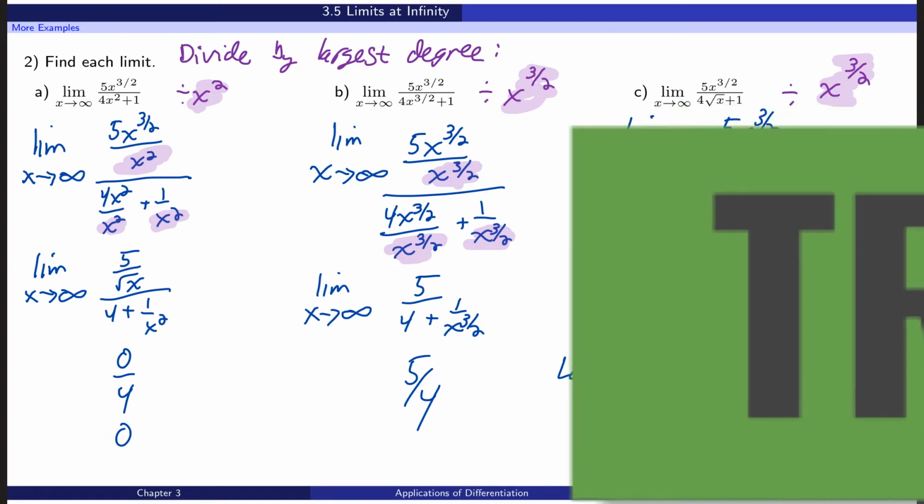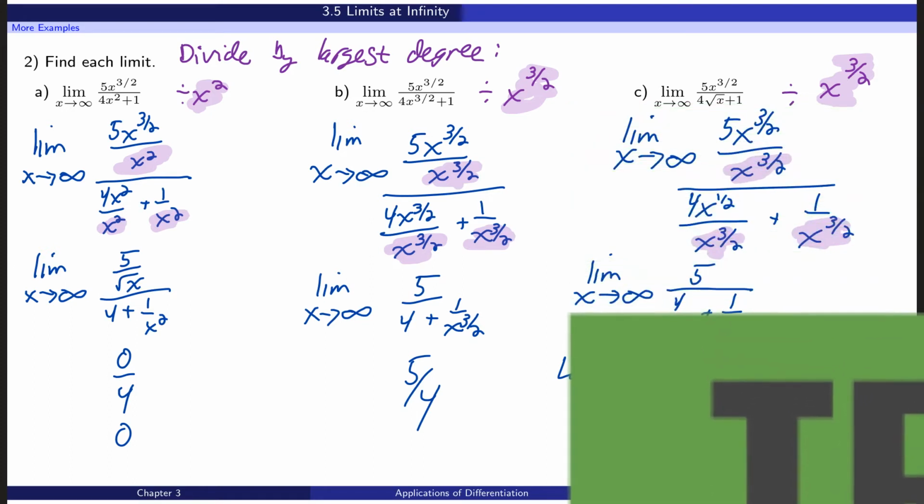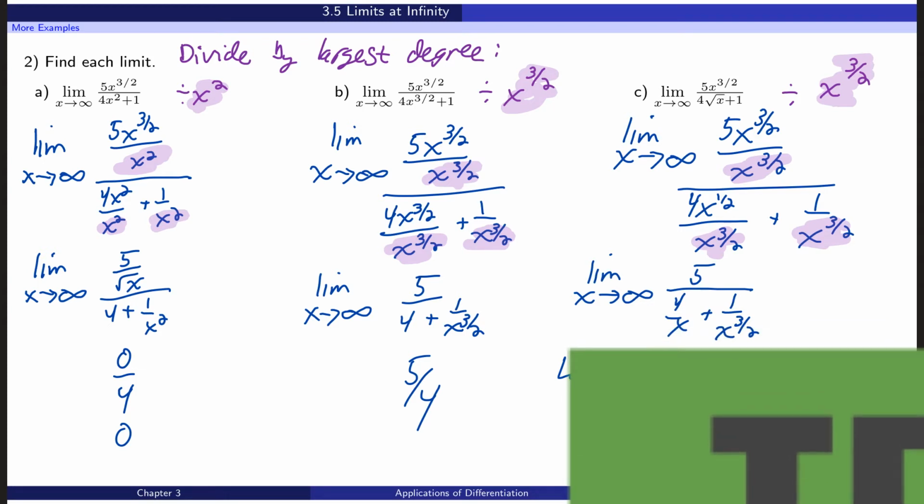So if you divide everything by x to the 3/2, you get that statement. Reducing, you get this, which doesn't seem to help a whole lot. Now you're dividing by 0, and that's what's called an indeterminate form. We don't know what happens.